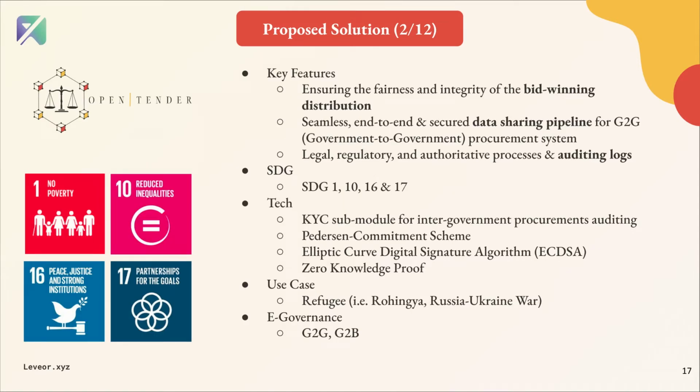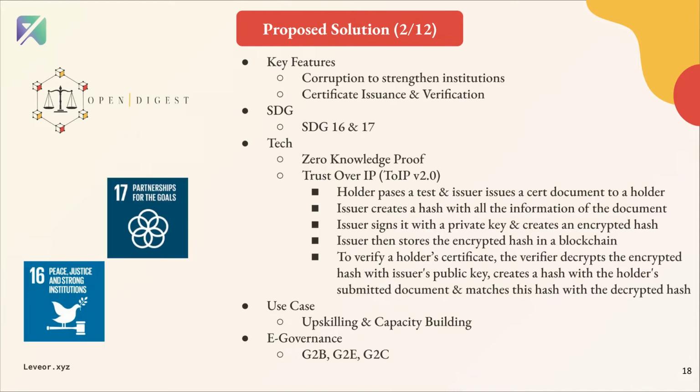Open Tender addresses 4 SDG goals by ensuring fair and even distribution of contracts and bid winning. We are using KYC submodules for G2G and G2B auditing. We can use primitives such as Pedersen commitment scheme and elliptic curve digital signature algorithm along with zero knowledge proof to accomplish a trustless system for handling refugee identity and services in situations like the Rohingya crisis in Bangladesh or the Russia-Ukraine war. Open Digest addresses corruption, certificate issuance and verification by leveraging Trust over IP in a simple holder-issuer-verifier model.